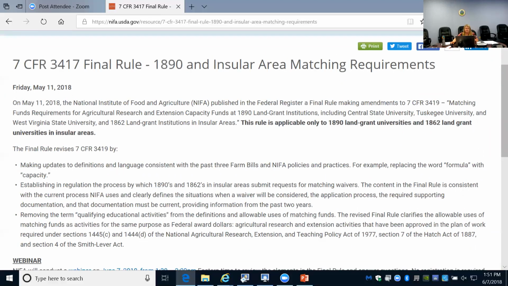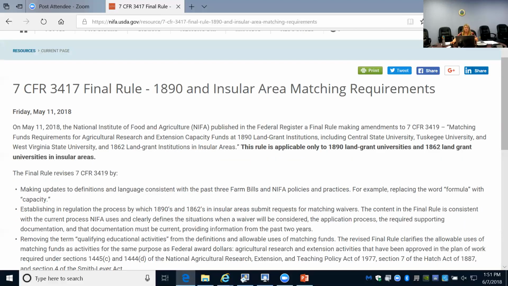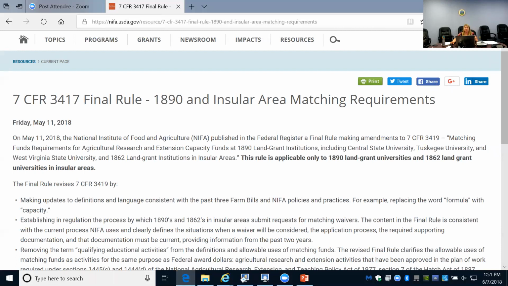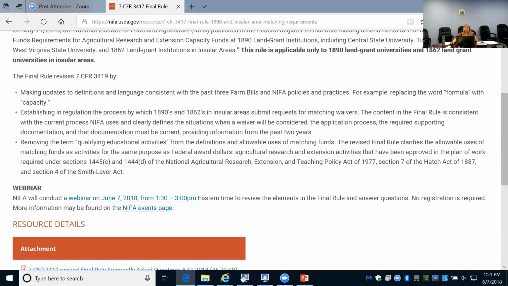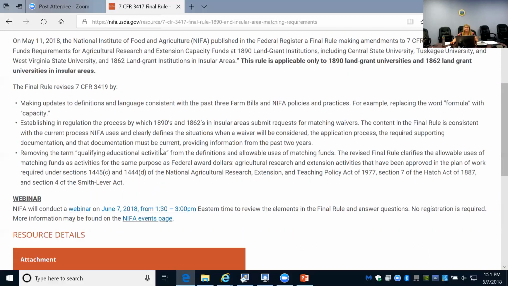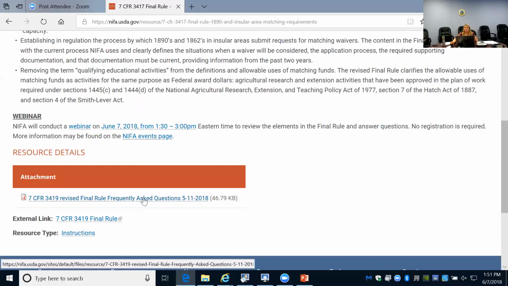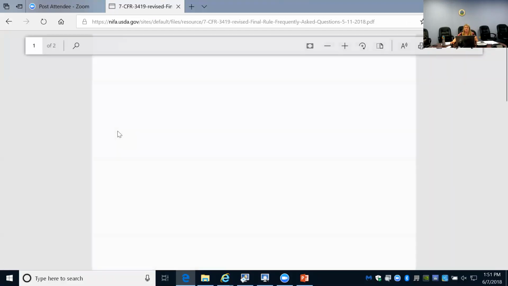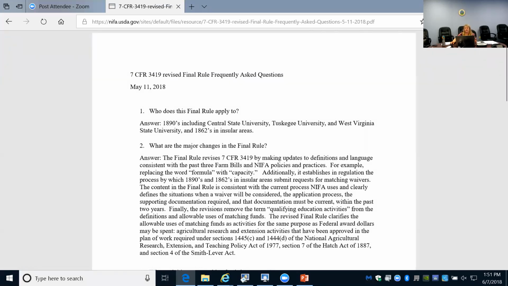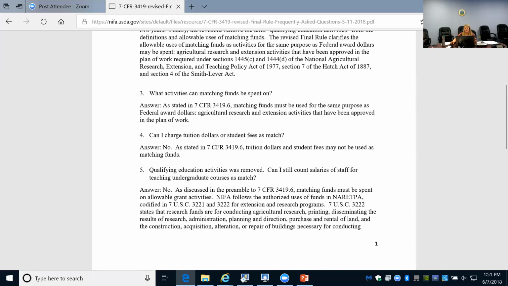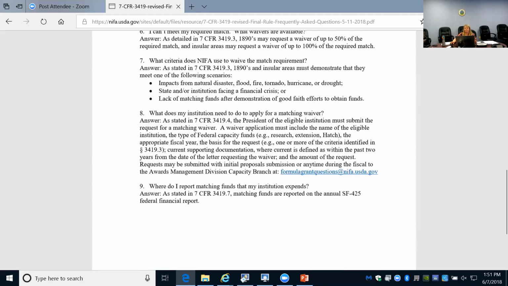All right, so here is the page with the final rule. And if you will see, the FAQs are down here, as well as the link to the final rule. So if we open it up, you can see we have about 9 questions.